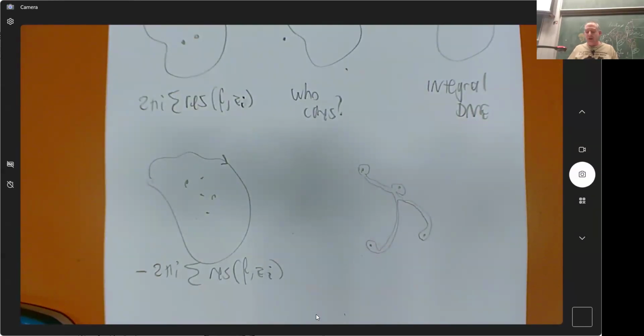I will say, you must draw the picture, though, to know which ones are inside the curve and which ones aren't. Because there was an assignment question this year where there were 4 singularities, but only 2 of them were actually inside the curve. And in part B, none of them were inside. You can move the curve and you'll get different answers.